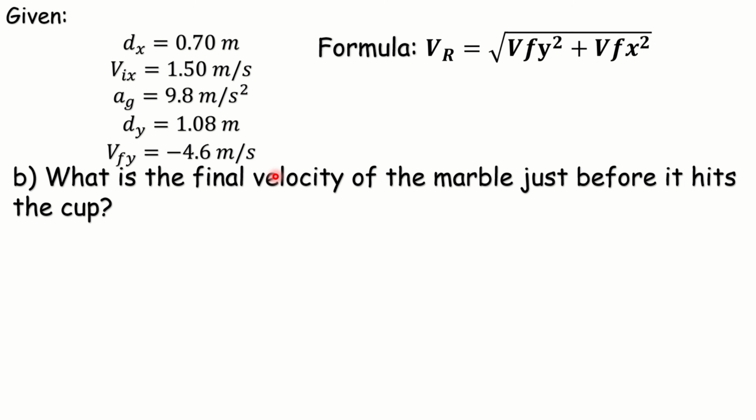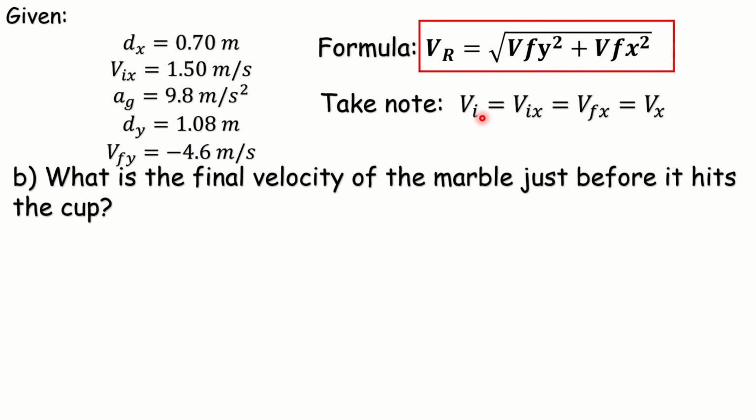We already have the value of Vfy, which is negative 4.6 meter per second. Now, to get the value of Vfx, take note, class, that initial velocity is also equal to the initial horizontal velocity, and the final horizontal velocity is also equal to the horizontal velocity. Therefore, the value of Vfx is 1.50 meter per second. Now, let us substitute the given to our formula. Vr is equal to the square root of negative 4.6 meter per second squared plus 1.50 meter per second squared.